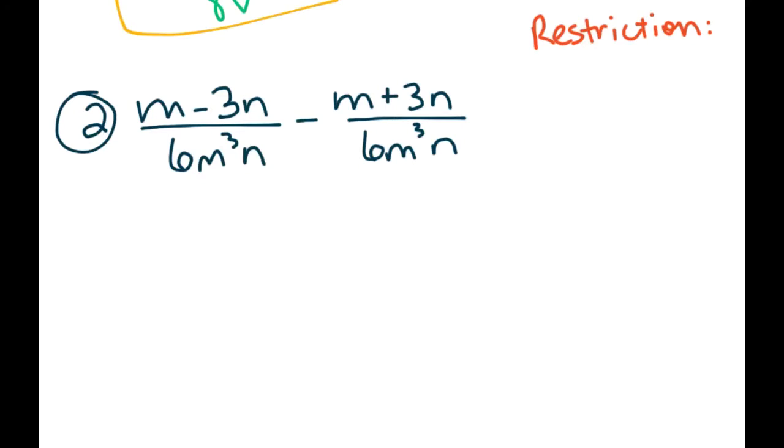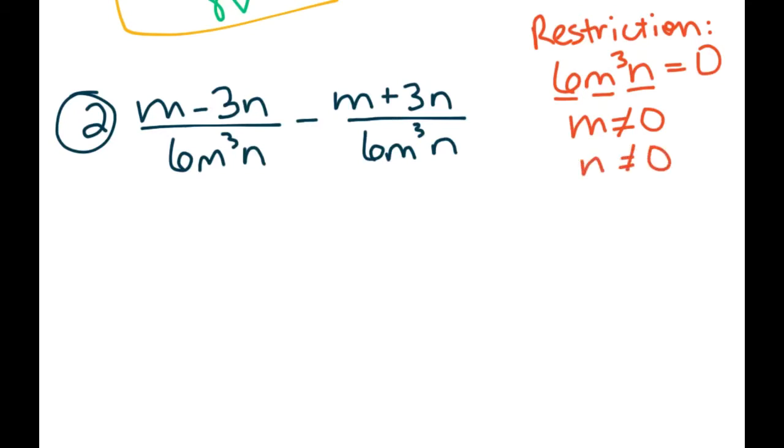So here's our second example, and I need to find my restriction first. So I've got 6m cubed times n. This cannot equal 0. Well, we can solve for each variable and divide and all that good stuff, but the reality is, since all 3 of these things are being multiplied together, m can't equal 0 and n can't equal 0. Because if one of those is 0, when we multiply all 3 of those things together, our answer is going to be 0. So we're going to keep this a little bit simple. So here are my 2 restrictions.